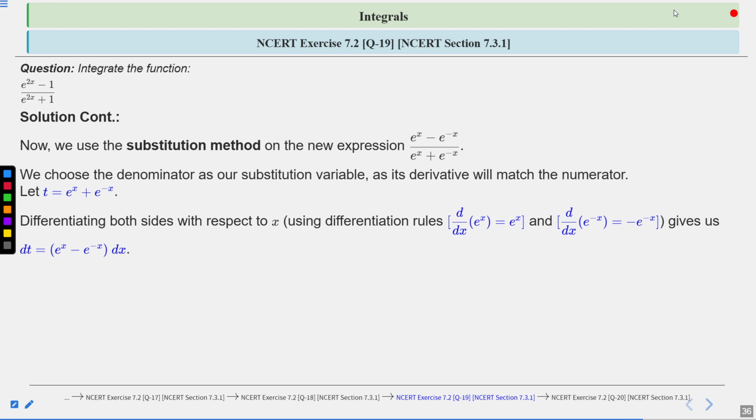Now differentiating both sides with respect to x using the differentiation rule, d upon dx of e to the power x is equal to e to the power x, and d upon dx of e to the power minus x is e to the power minus x, gives us dt is equal to e to the power x minus e to the power minus x dx.